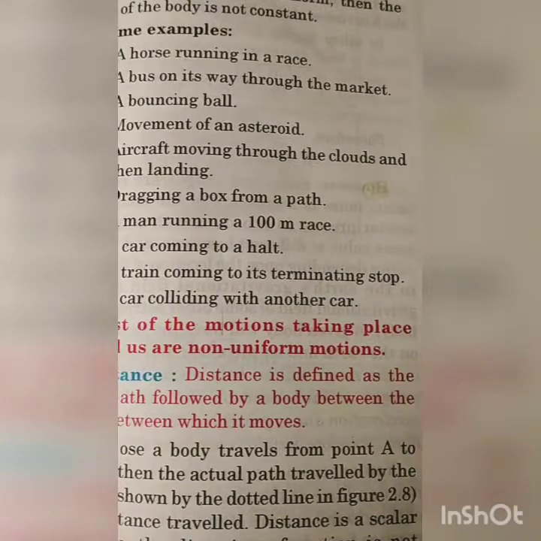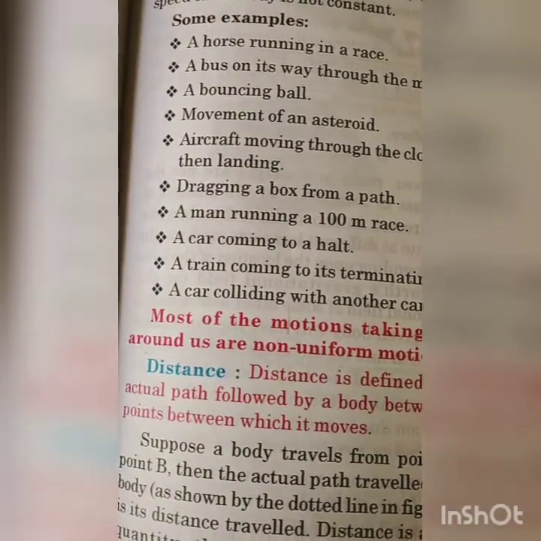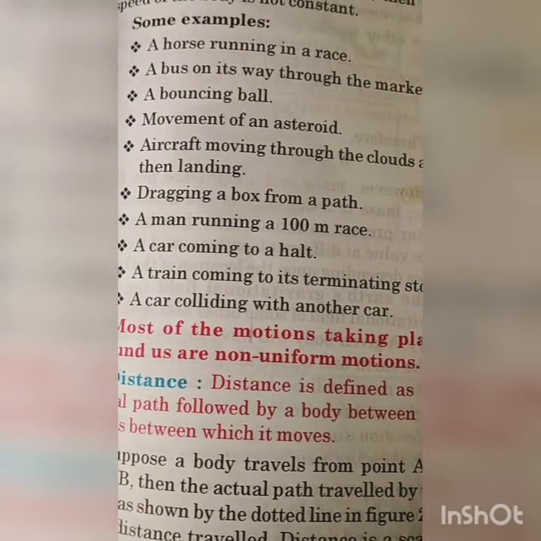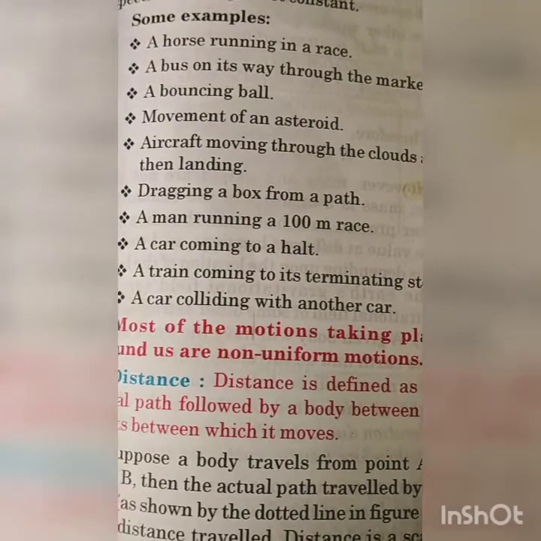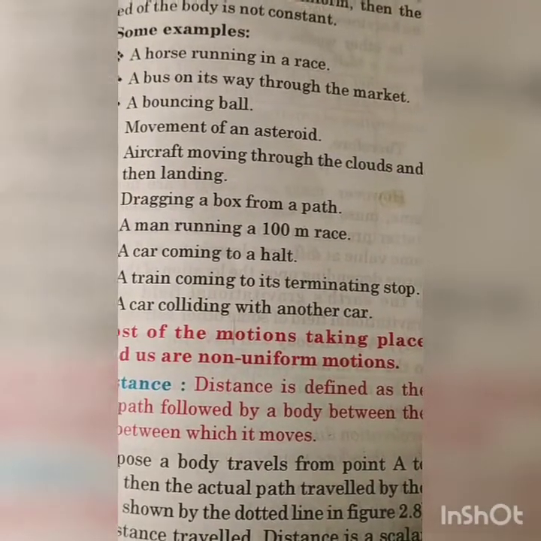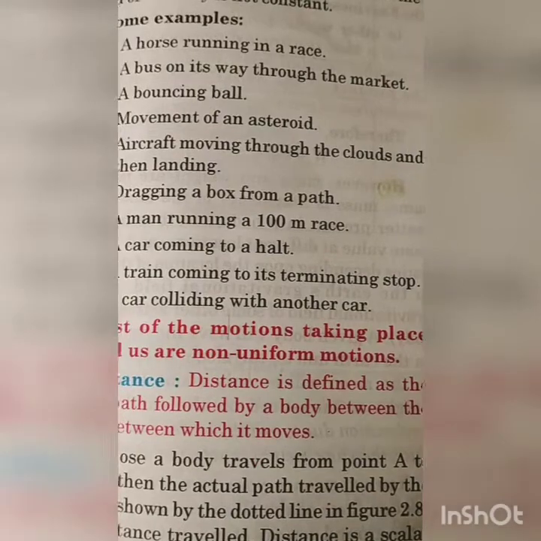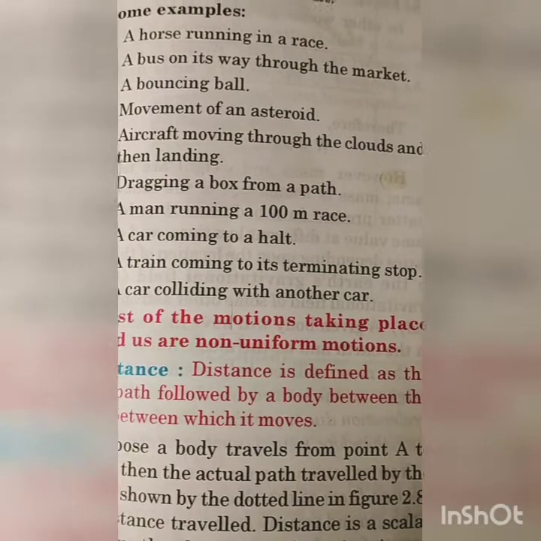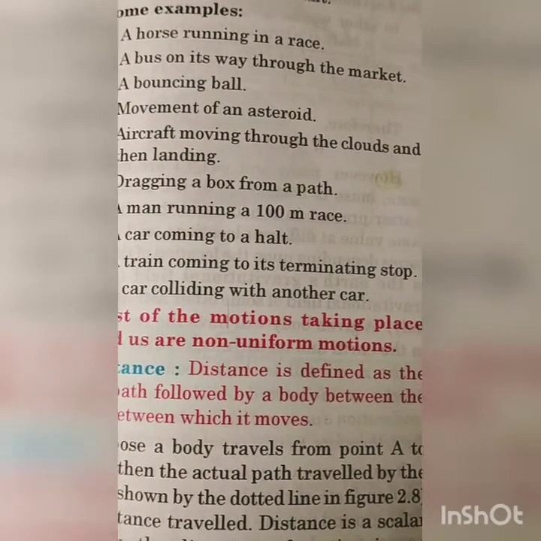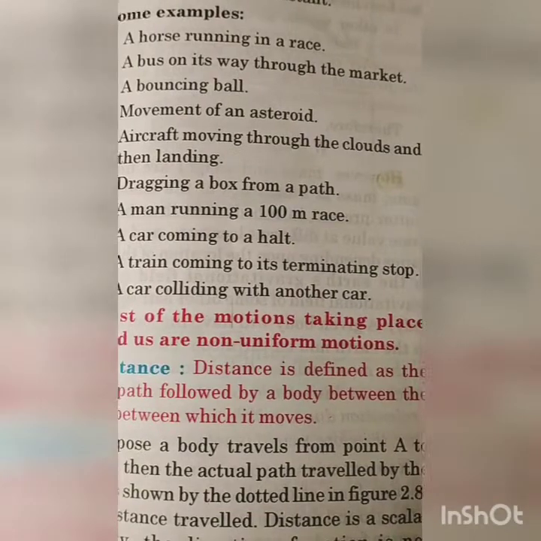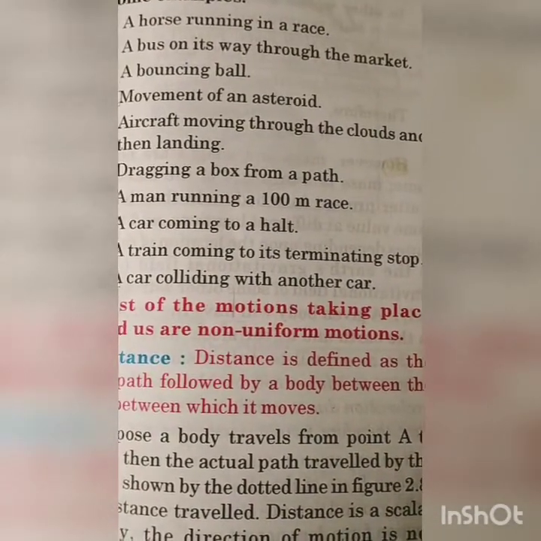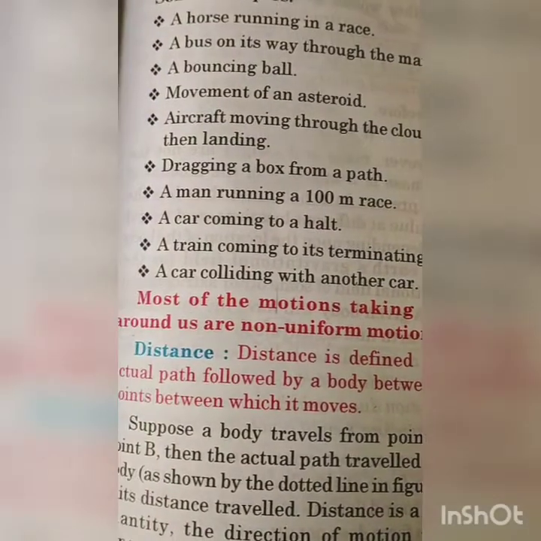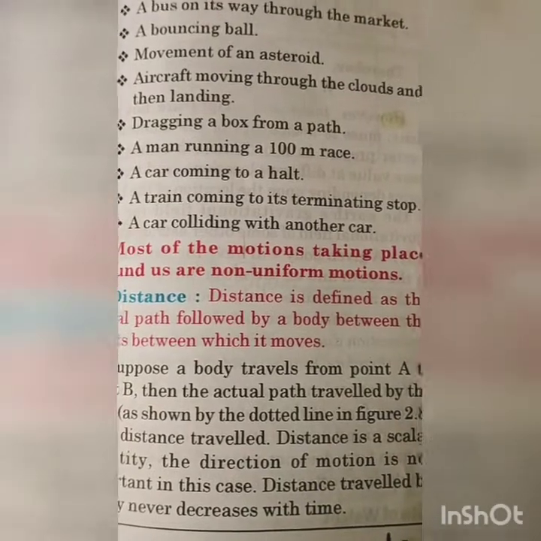Suppose a car is moving from Hapur to Meerut. So it will cover how many kilometers? 28 or 30 kilometers. That is the distance. Now here the road may not be straight, it is going on curves also, bends also. But still the length of all the path it has covered is taken.